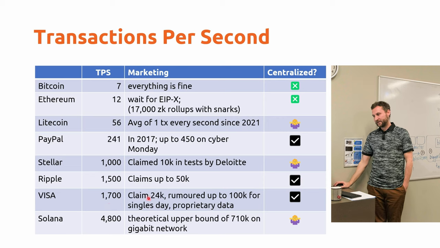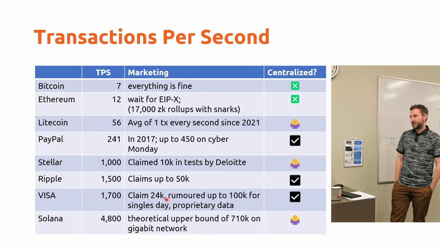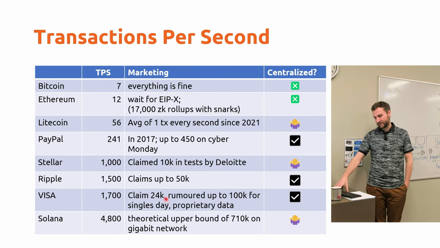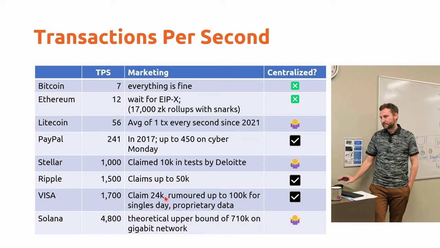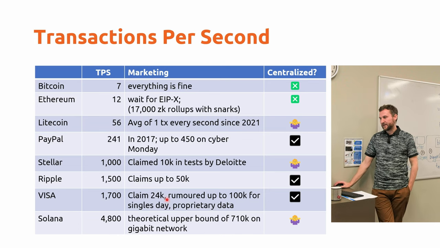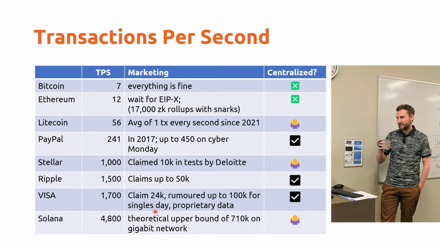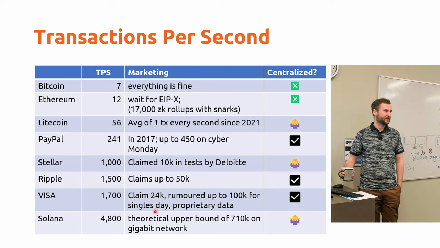And then we get to Visa. This is our global network that, at least here, we're used to using often. I know in other countries they use more digitally native networks. So they claim they can do 24K, but I looked this up today, this was in 2010, and it was also in tests. It's rumored up to 100K for Singles Day, which is the Chinese shopping day, November 11th. And it's proprietary data, so you can't go in there and see for yourself.